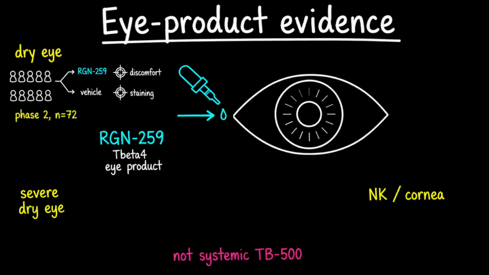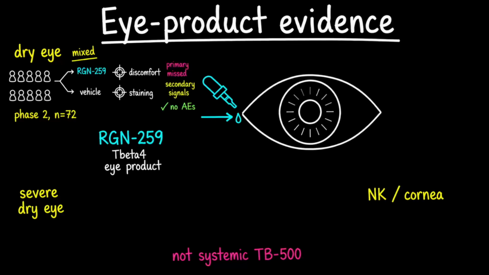So now for the human data. This was a phase 2 study with 72 participants. And here, it was actually using thymosin beta-4 and not TB-500. So it's comparing 0.1% thymosin beta-4 eye solution with a vehicle. Vehicle is just like a placebo. And they were looking at ocular discomfort and corneal staining in a controlled adverse environment. And the result was mixed, and that's the point here. So the primary endpoints did not significantly differ at day 29, but some secondary signs and symptoms improved, and there were no adverse events observed in that report.